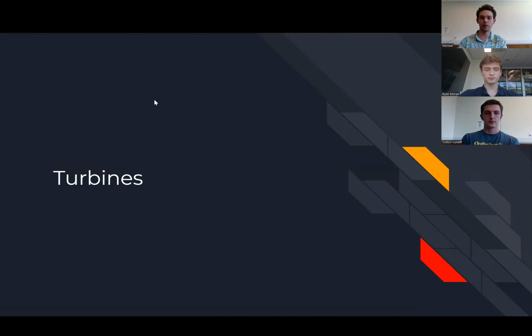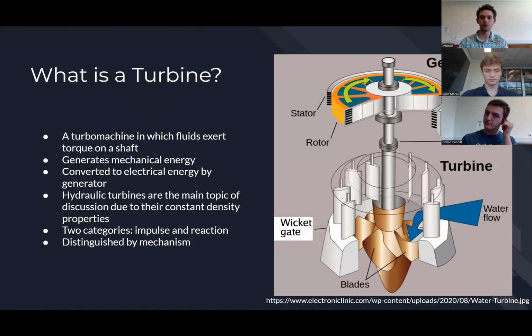Okay, let's talk a little bit about turbines now. So a turbine is a turbo machine that extracts energy from a fluid, and it does this by exerting a torque on a shaft, which spins, generates mechanical energy, and then a generator will convert this mechanical energy into electrical energy. And you can see this in the diagram to the right. And today we will mostly be focusing on hydraulic turbines because water doesn't have a density drop across the blades like a gas might. When the temperature and pressure are changing, the density can also change.